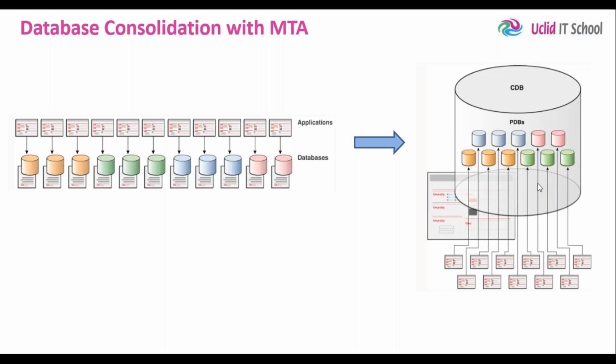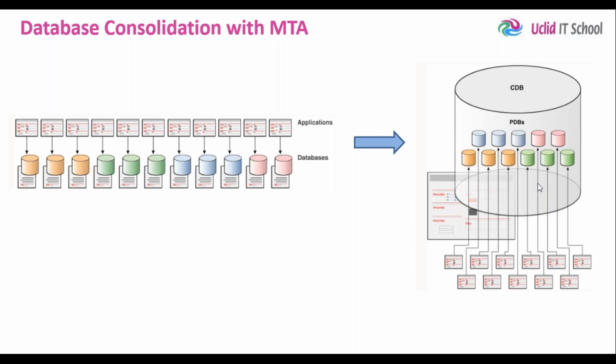Multi-tenant architecture allows you to create container databases. A container database includes pluggable databases. A pluggable database is nothing but the regular Oracle database. The only thing is now it is inside the container database. And all these pluggable databases are managed together now because they are inside one container database.